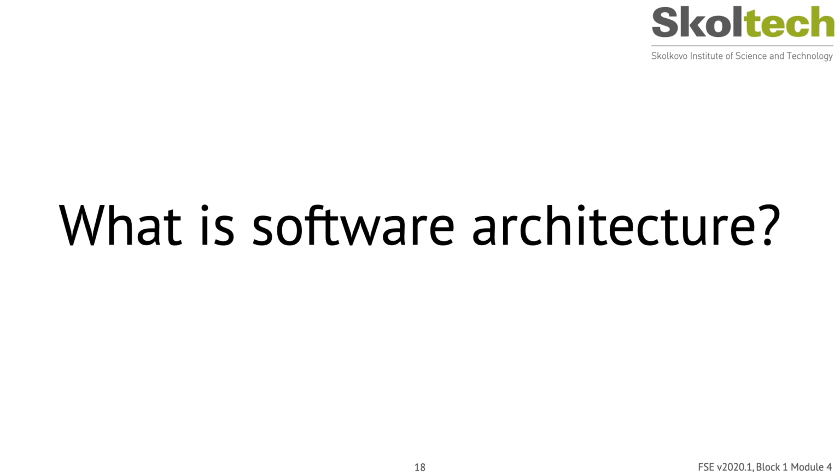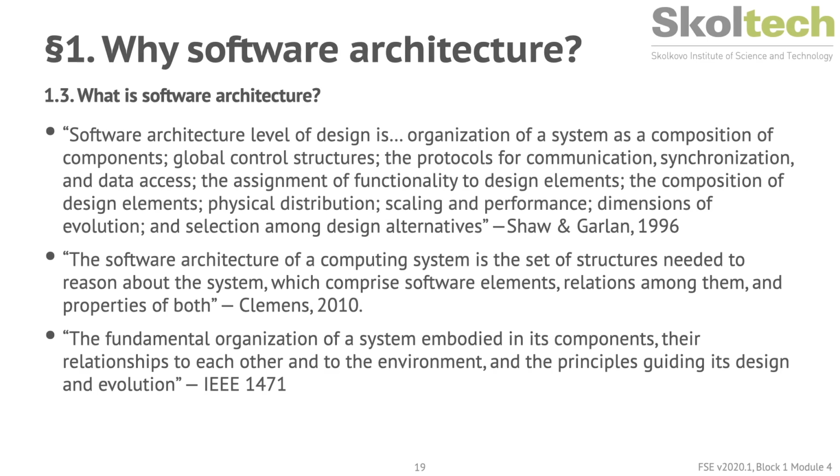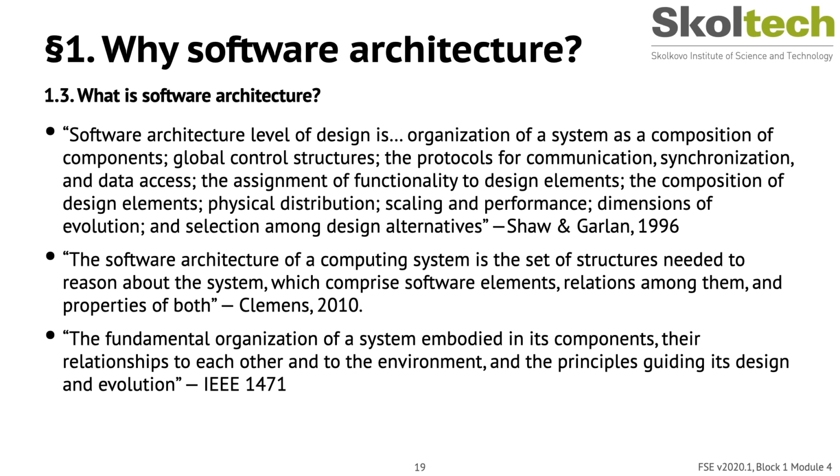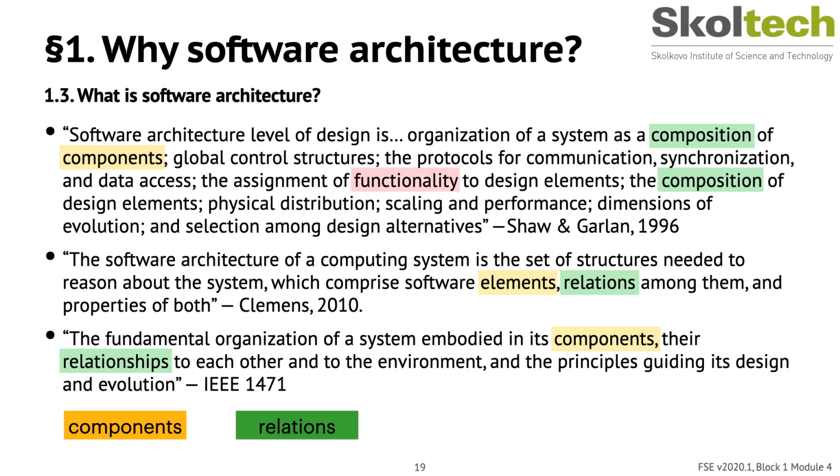What is software architecture? There exist a number of definitions from various sources on what software architecture actually is. For example, Shaw and Garland define it one way, Clements define it the other way, and the IEEE 1471 define it the third way. What's common between those definitions is that they all share certain parts: components, relations between those components, and properties of both.